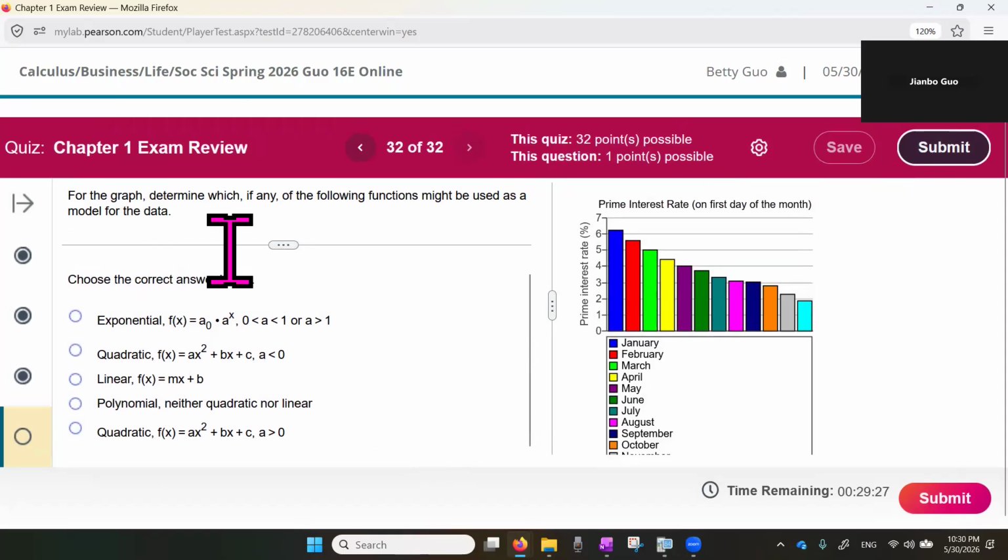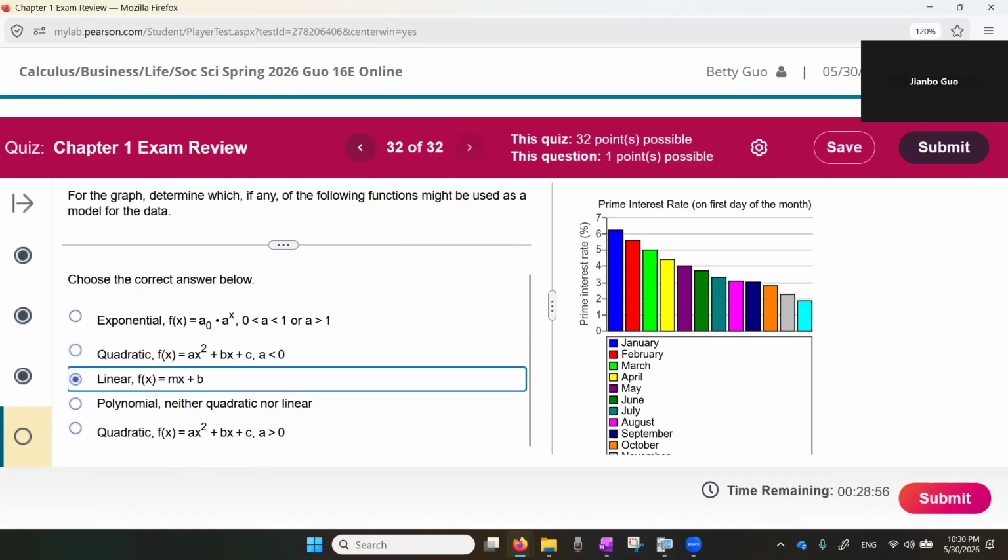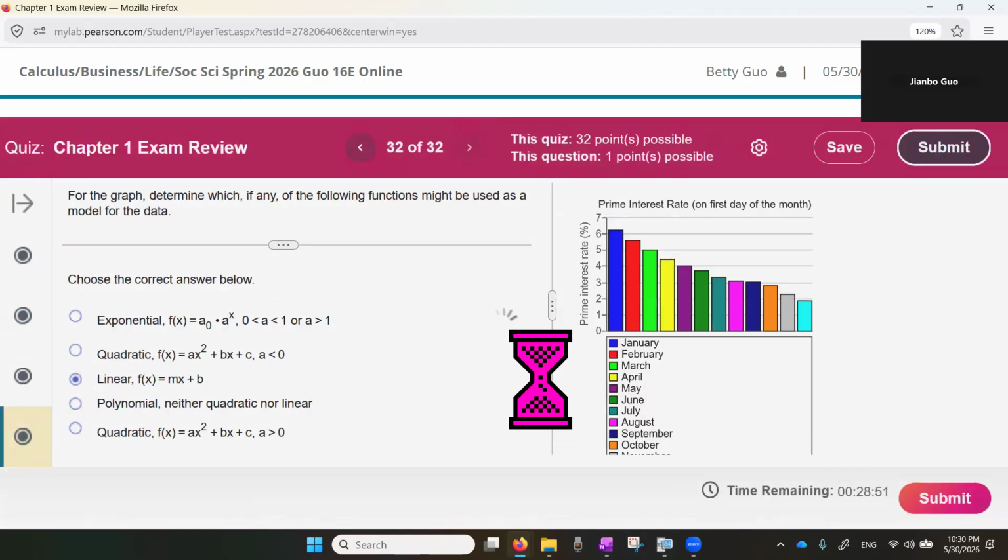Oh, okay. So for the graph, determine which, if any, of the following functions might be used as a model for the data. It's not quadratic, obviously. I don't think this is an exponential decay because it's pretty mild. It's more like linear. I'll choose linear again. All right, let's see if we made any mistakes here.